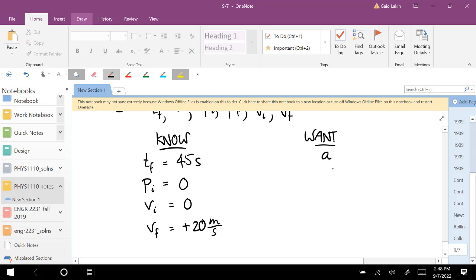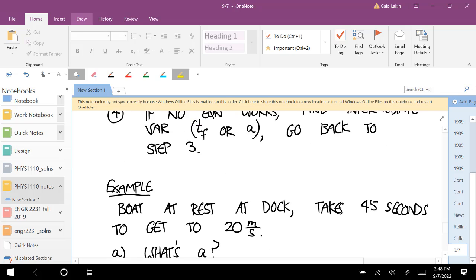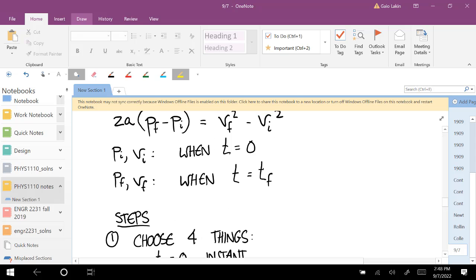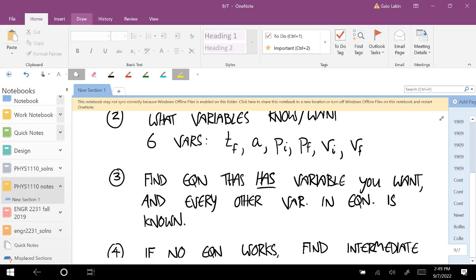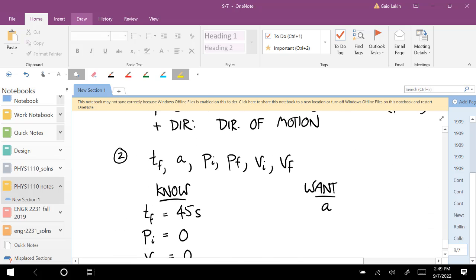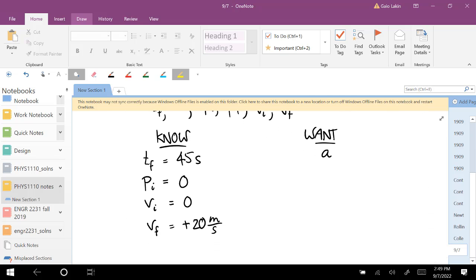All right, so we're looking for A, and we know these 4 variables. What we want is to find one of these 3 constant acceleration equations where A is in it. That doesn't narrow it down at all. And then everything else that's in it is in our column of stuff we know. So what works here? You can just try one equation after the other and just look through.